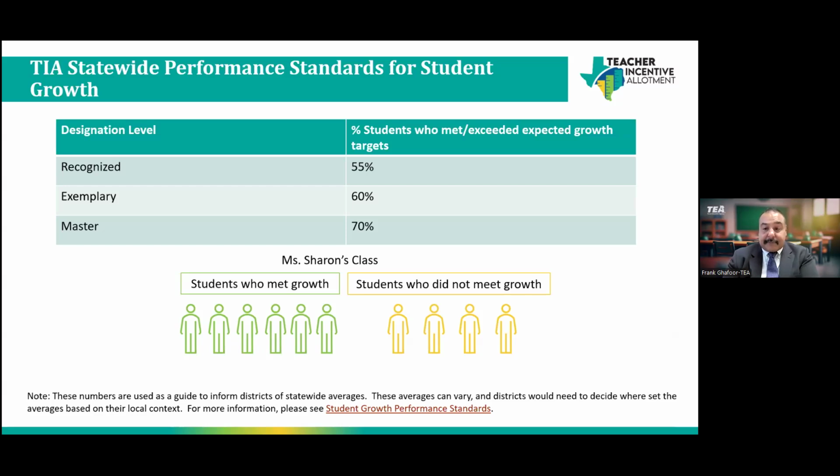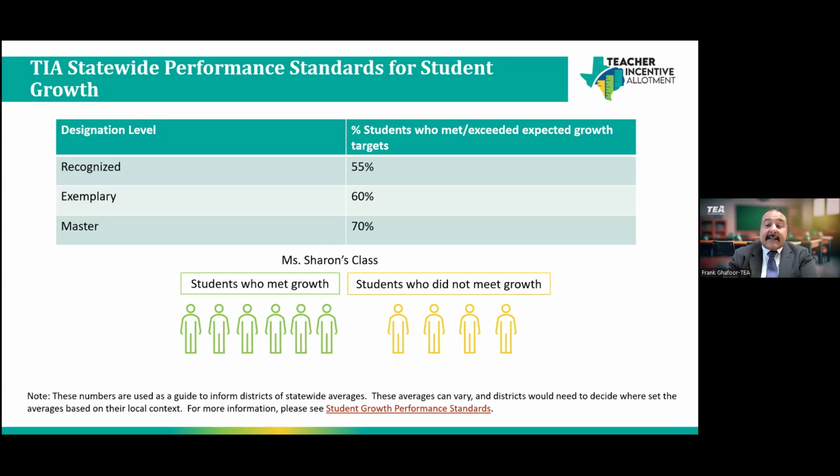and master teacher. TIA has developed our statewide student growth performance standards, and this was done by taking a data set from many different districts, many different teachers, and then calculating that with statewide VAM. It was determined that about 55% of teacher students meeting their growth targets would be considered recognized, 60% for exemplary, and 70% for masters. Again, that's the percentage of students that either hit their growth target or exceed their growth target, not necessarily how much a student grew over the course of the year.